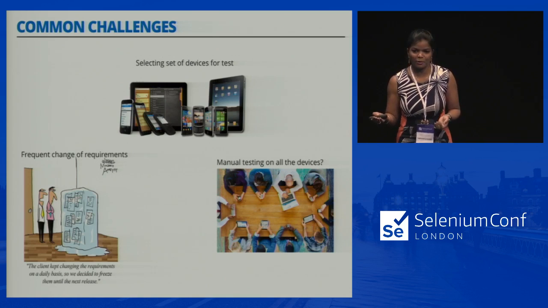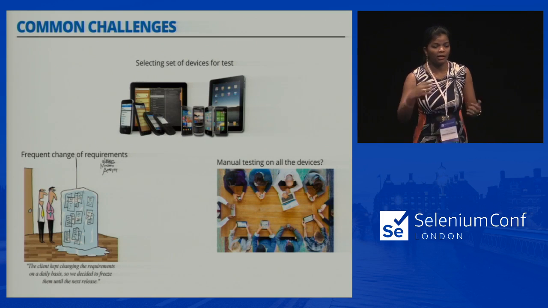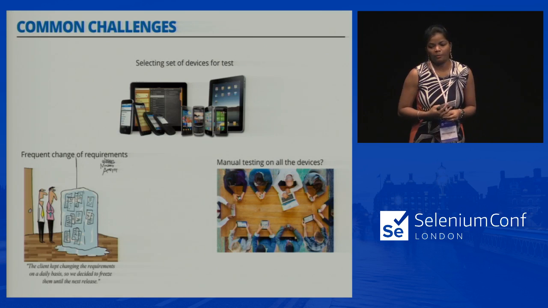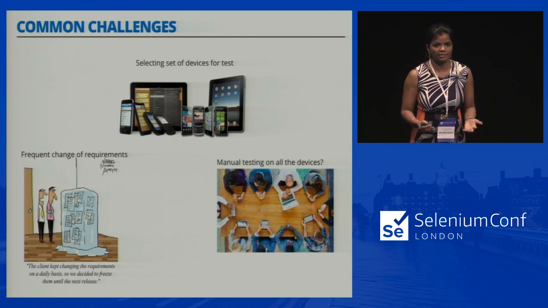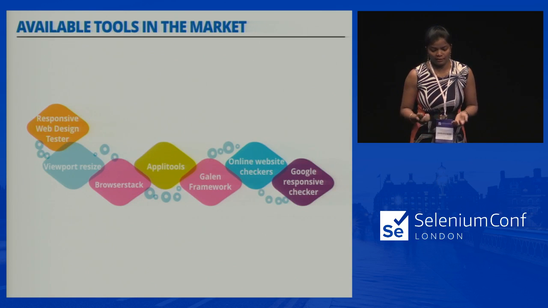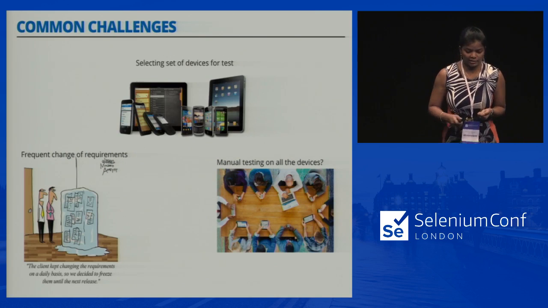And the third most common challenge is: is manual testing possible on all the devices? The answer is no. Not if you have a team of manual testers dedicated, but here I am talking in the way of an agile team where you have smaller teams owning all the responsibilities. That becomes harder for QAs to do the manual testing too. So these are the challenges that we have faced in our team.